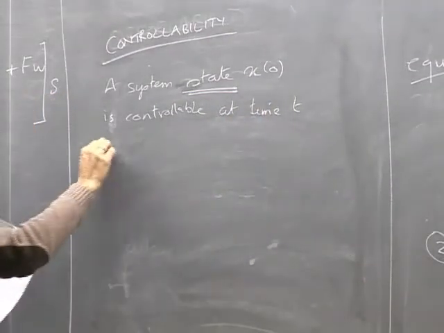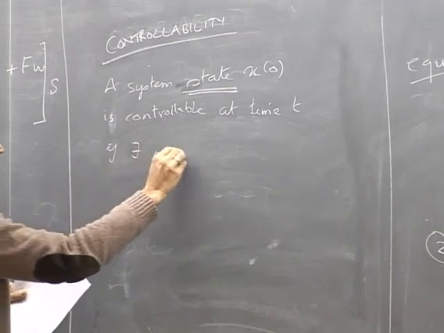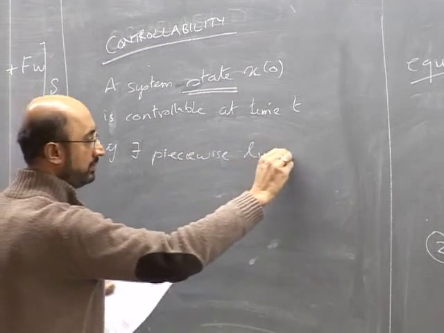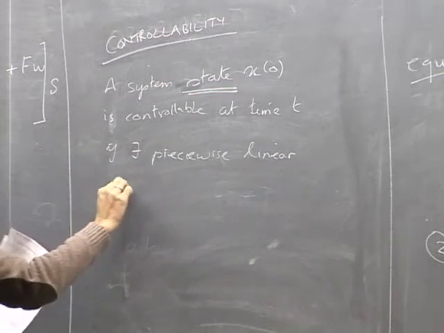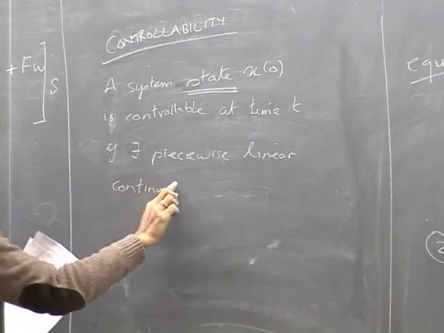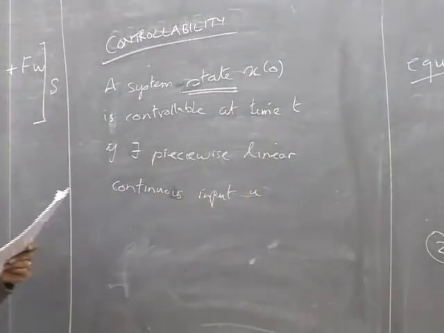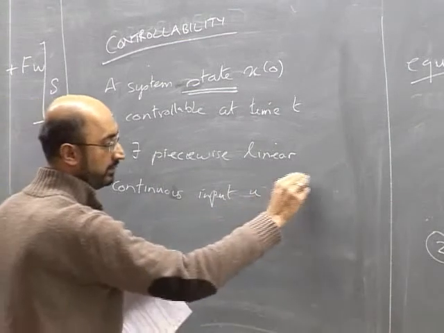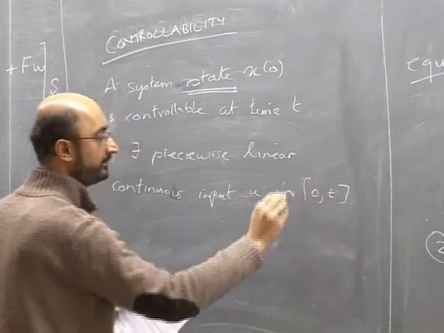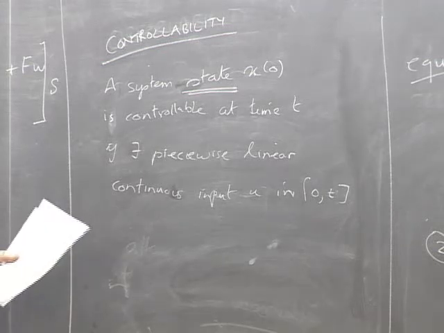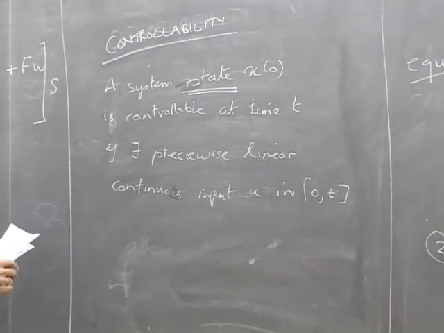if there exists a piecewise linear continuous input u. So again we have a 0 to t. We're starting with some state X0, and we have some time horizon t, and we're going to give it some input, which is all I've said so far, u, which is piecewise linear continuous.